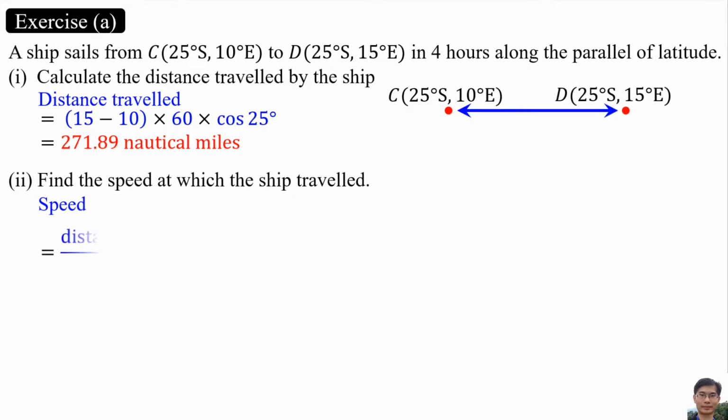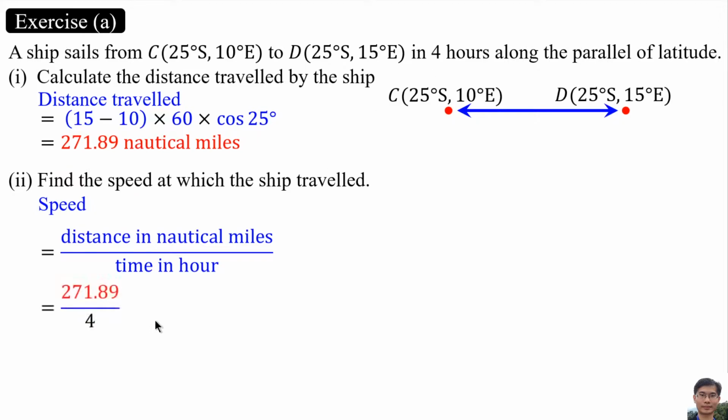So the formula of speed is the distance in nautical miles divided by time in hour. So distance is 271.89 and time is 4 hours. So the answer is 67.97 knots.